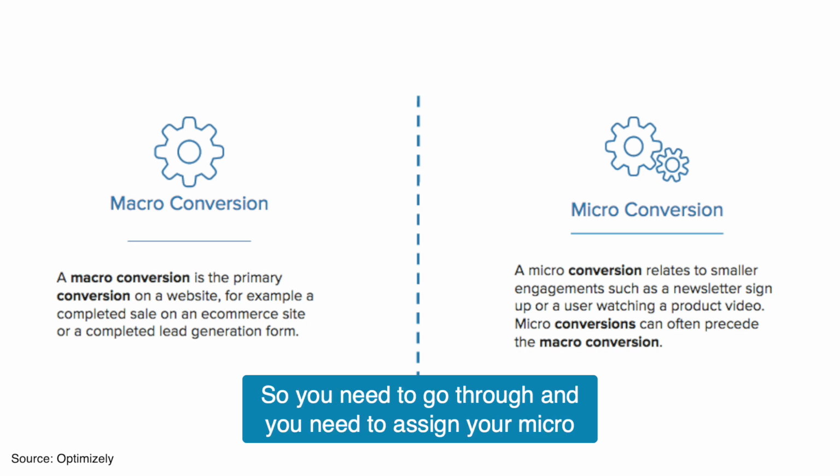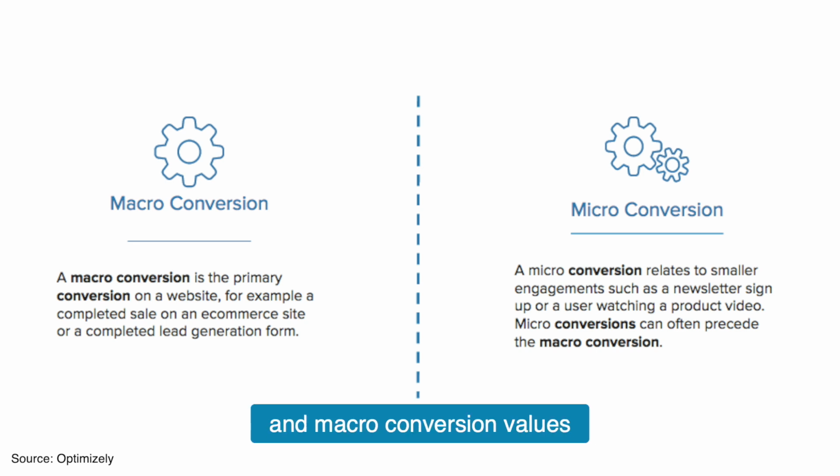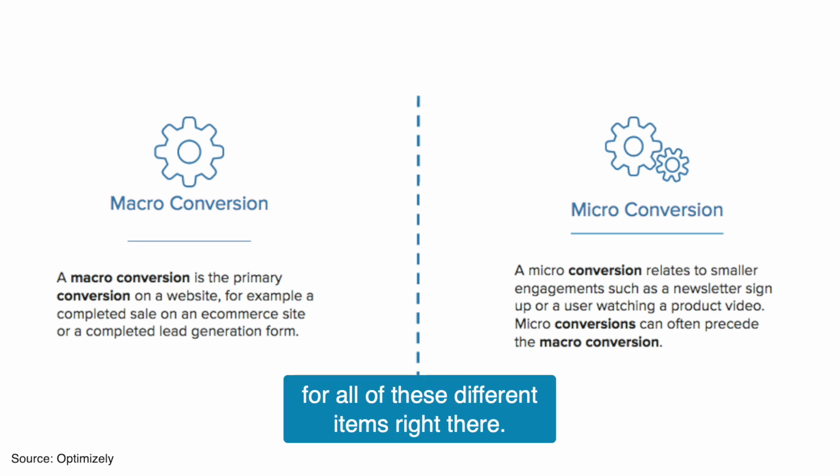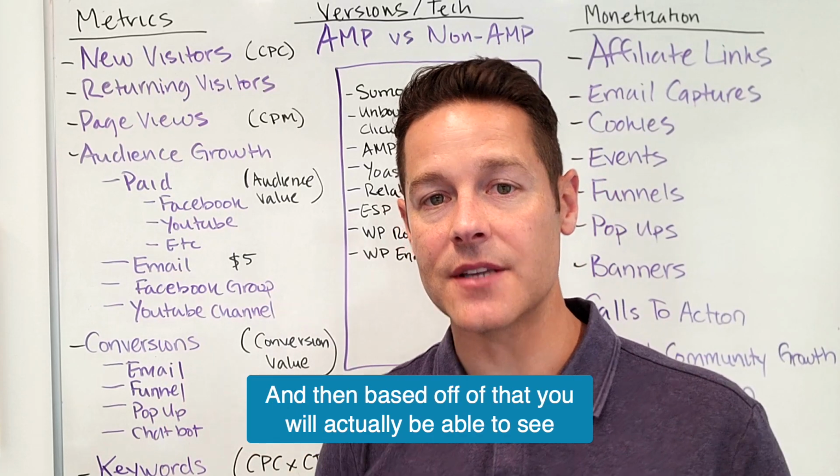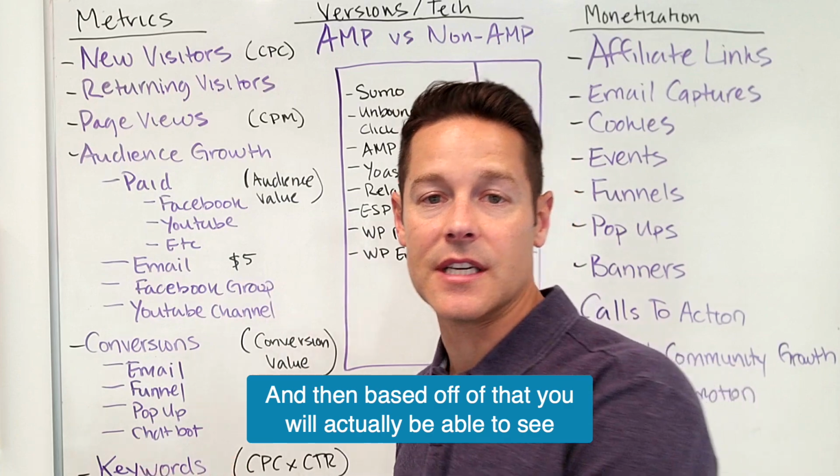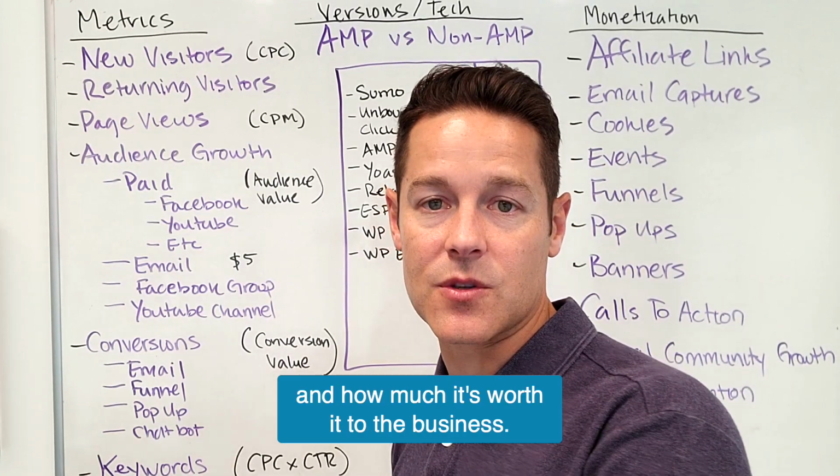So you need to go through and assign your micro and macro conversion values for all of these different items. Based off of that, you will actually be able to see how much you're converting and how much it's worth to the business.